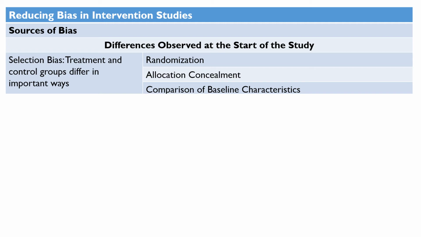All right, so to summarize, when we think about reducing bias in our trial, minimizing the threat to finding the truth, at the start of the trial, it's primarily selection bias. So treatment and control groups differ in important ways for the outcome, and we deal with that through randomization, allocation concealment, and through comparison of baseline characteristics.